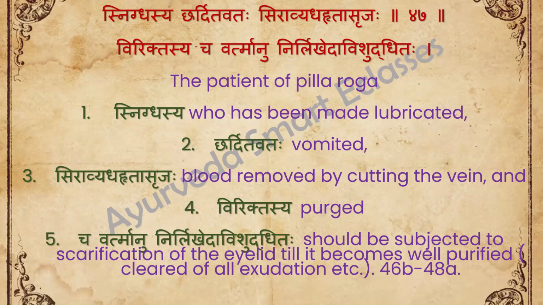So for the patient of the Pilla Roga, Snigdasya: the first thing we do is lubrication. Then Chardidava, that is, the patient is made to vomit. Siravyada Hridasrajaha: how do we remove the blood? By cutting the vein. That is Siravyada. Viriktasya: then the fourth is purgation. Cha Vartmanu Nirliged Avishuddhidaha: and the eyelid should be subjected to scarification or lekhana till it becomes well purified, means cleared of all exudation, etc.